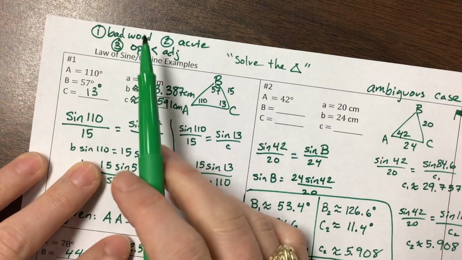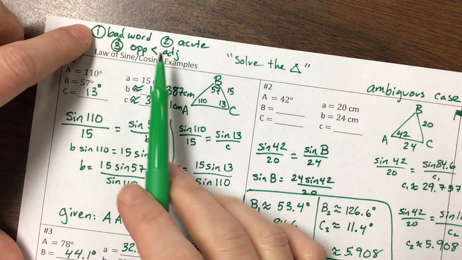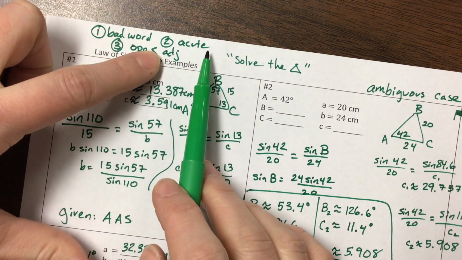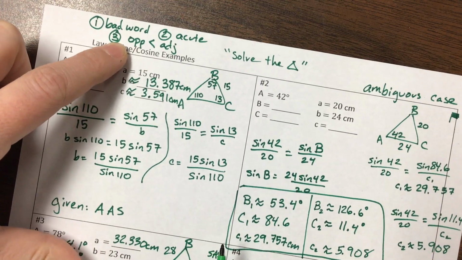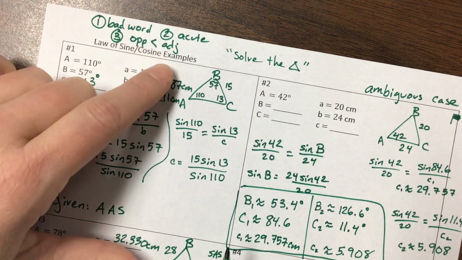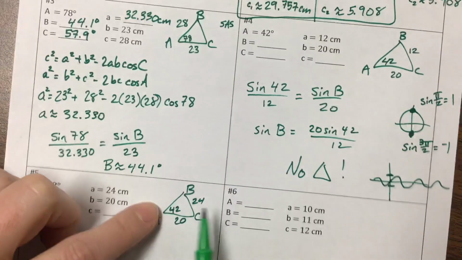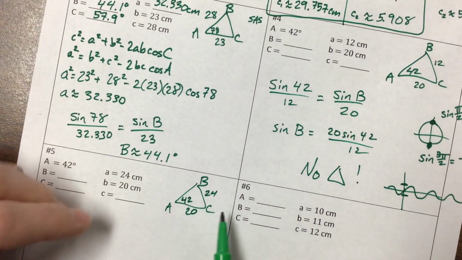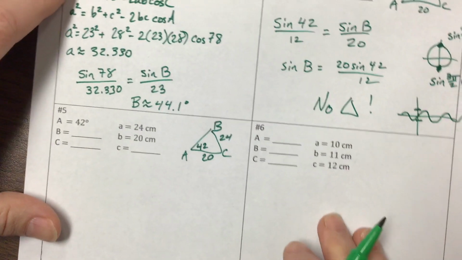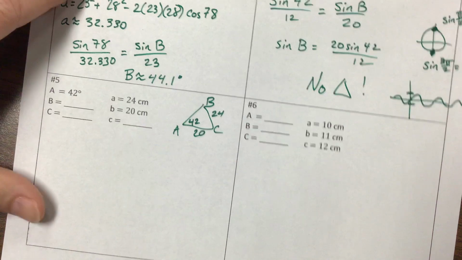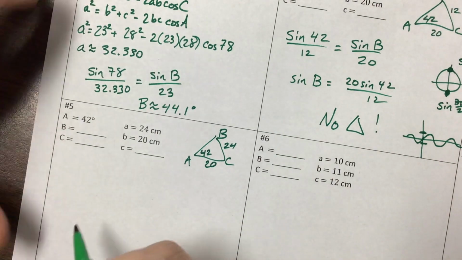So that's the ambiguous case, and so we're going to look at these things that we talked about before. First of all, yes, it is the bad word. Second of all, yes, it is acute. And the third thing is the opposite side length smaller than the adjacent? In this one, the opposite is bigger than the adjacent, so we should get one triangle. So we'll talk about that as we go. So we're going to jump in and do the law of sine.